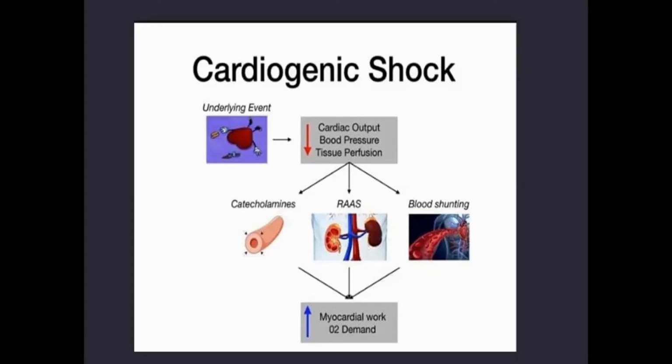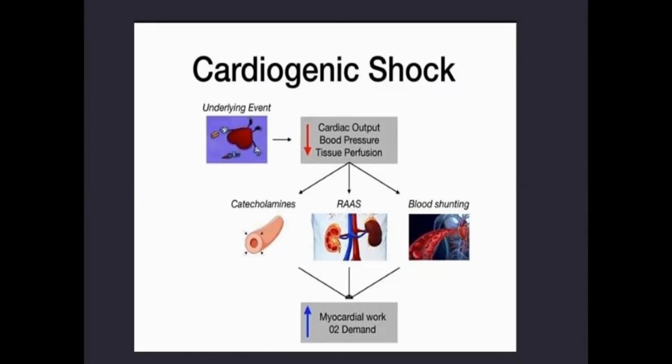But all these compensatory changes are problematic for the heart in case of cardiogenic shock. Why? Does anyone know the reasons why these compensatory changes are problematic? Because the heart already has a problem in contractility. It's cardiogenic, and the heart can't contract properly.